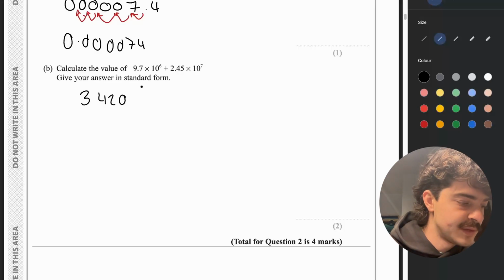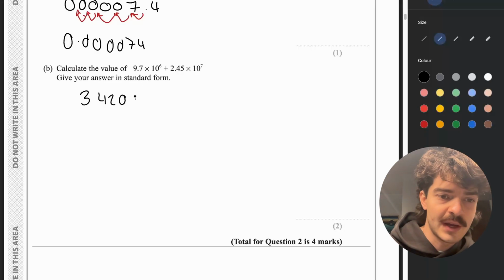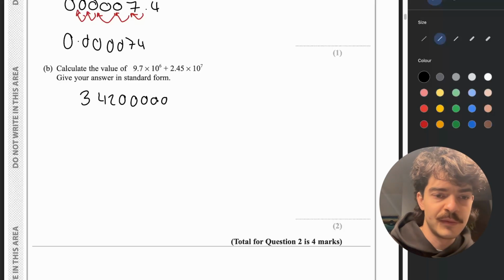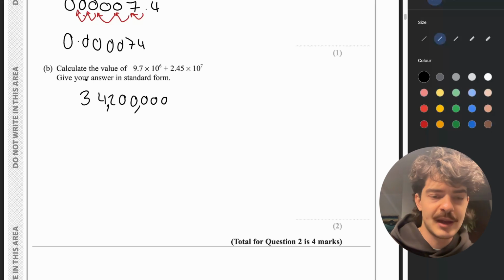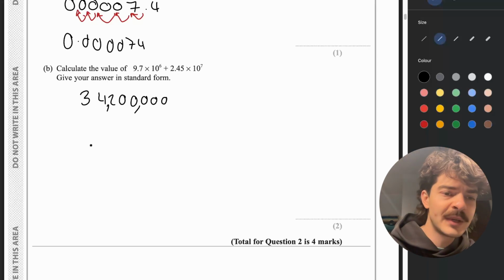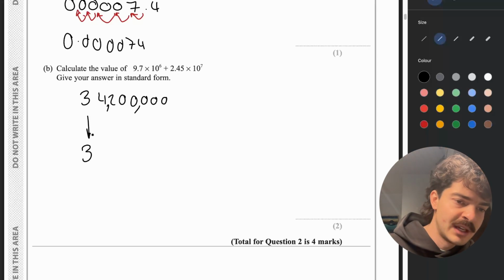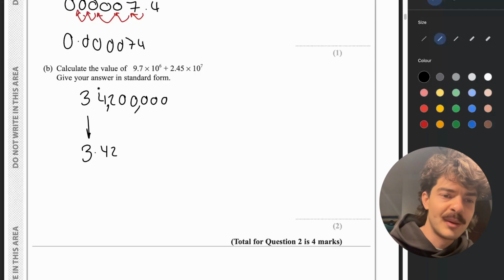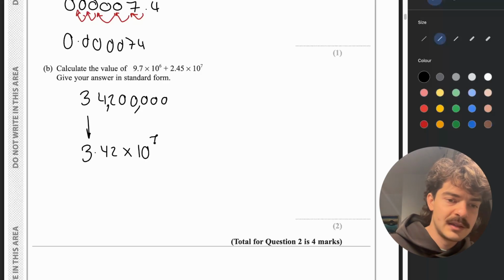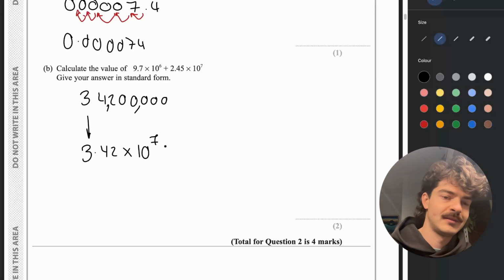So we've got 342 with what looks like 5 zeros afterwards. If we walk our way through backwards, we can break this down into our value. We know for standard form, it's got to be one digit, point everything that's after it. And essentially, we're just going to count the number of places after the decimal place. So 1, 2, 3, 4, 5, 6, 7. 3.42 times 10 to the 7. Nice.